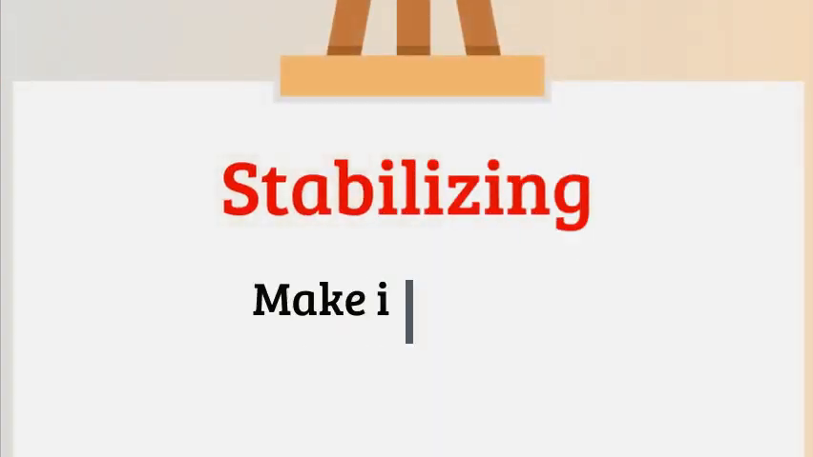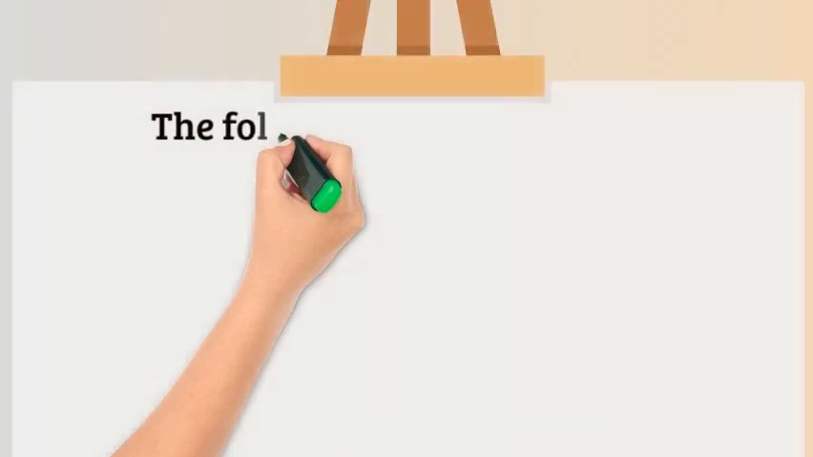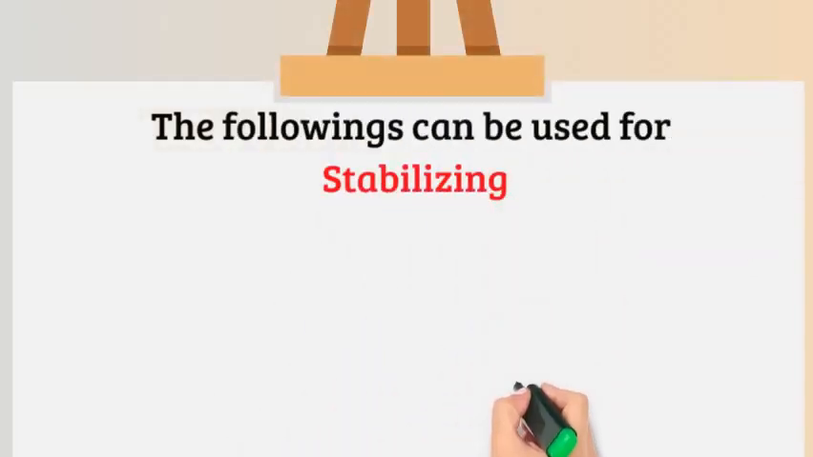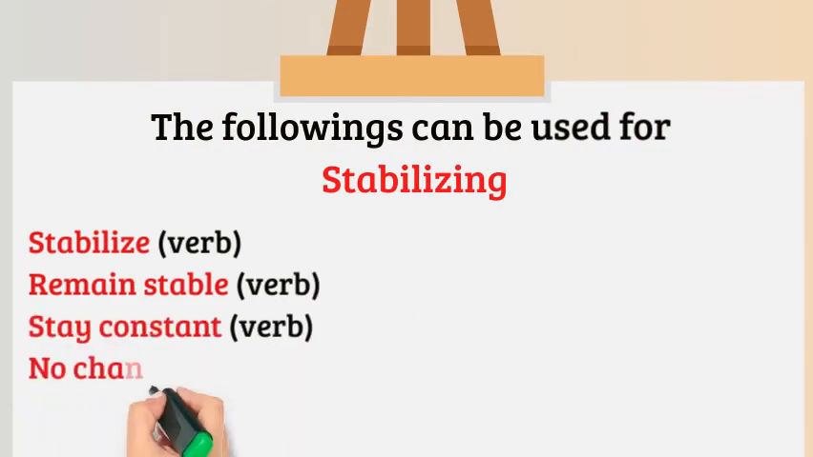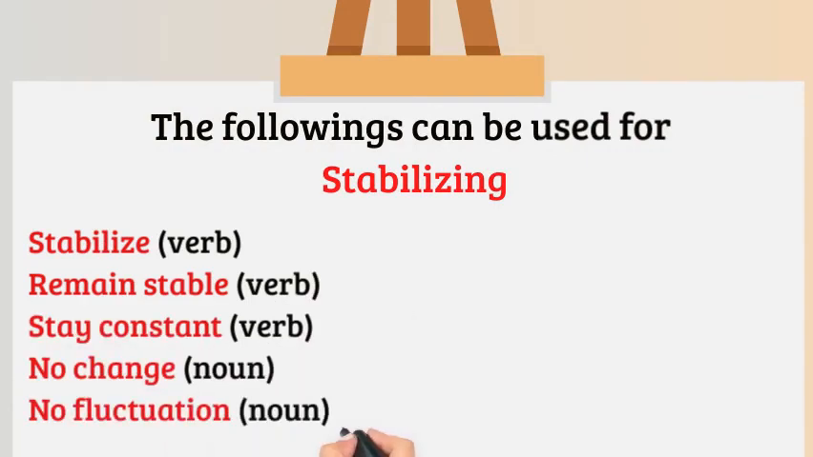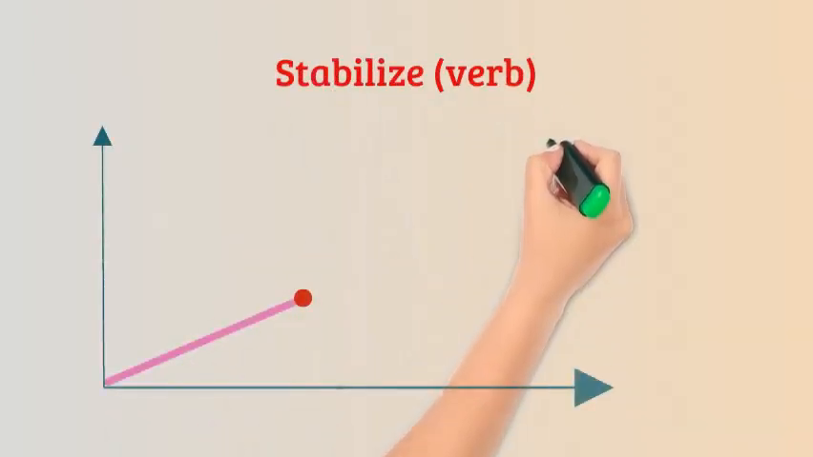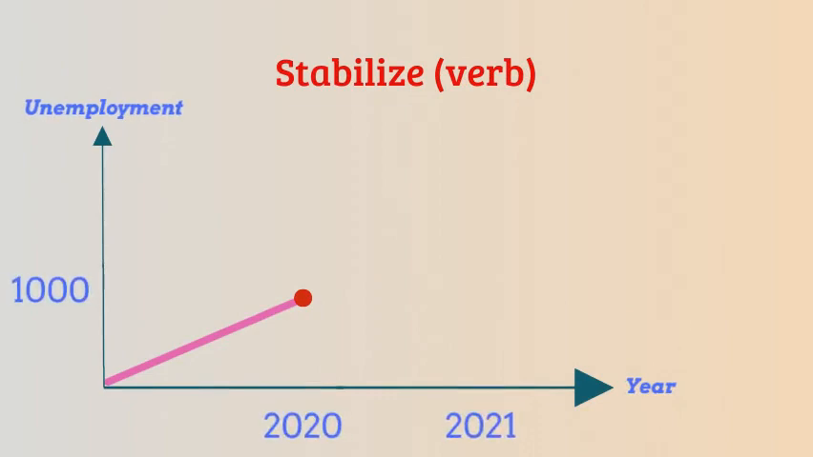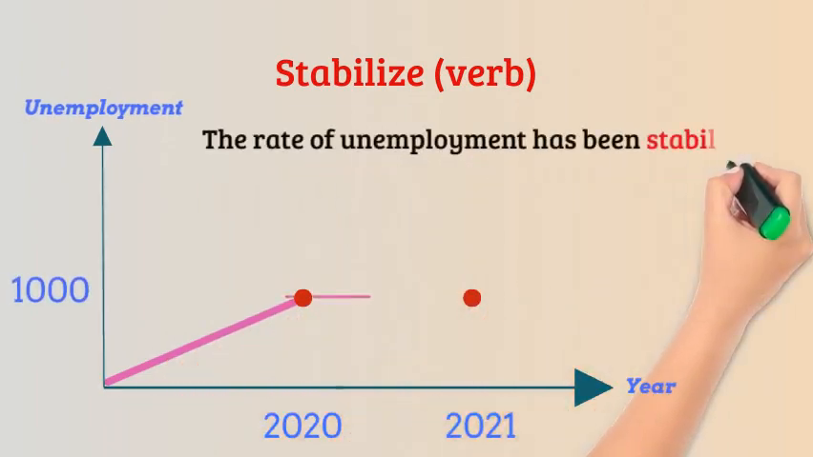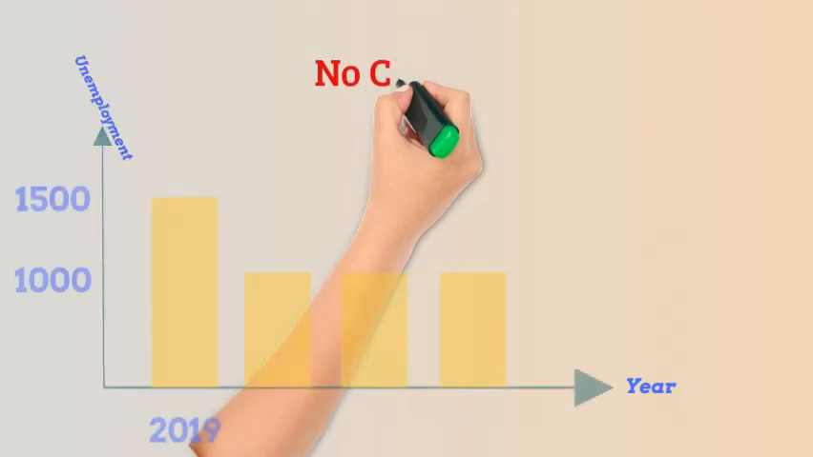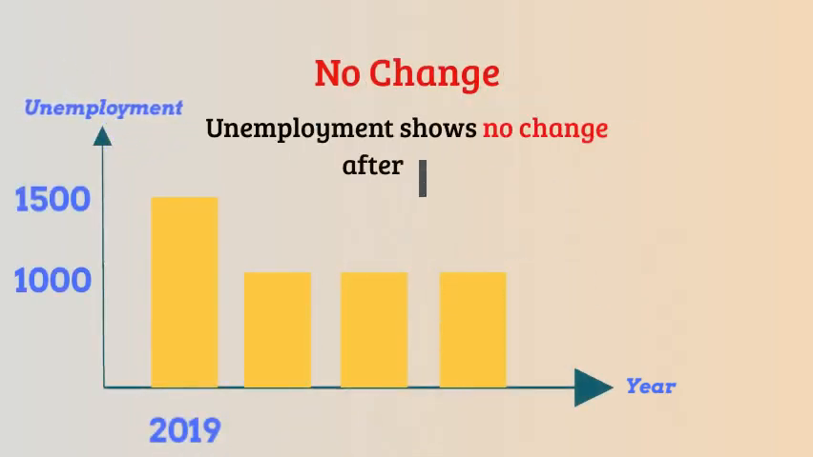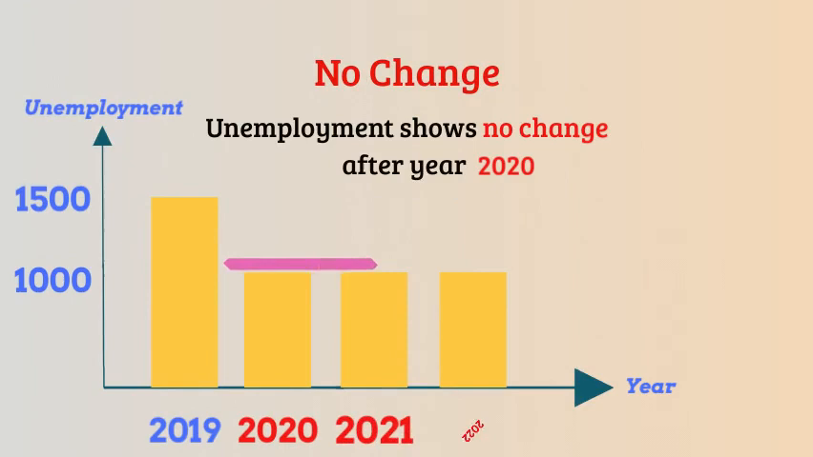Stabilizing. Make it steady. The followings can be used for stabilizing: stabilize, remain stable, stay constant, no change, no fluctuation. Stabilize. The rate of unemployment has been stabilized since year 2020. No change. Unemployment shows no change after year 2020.